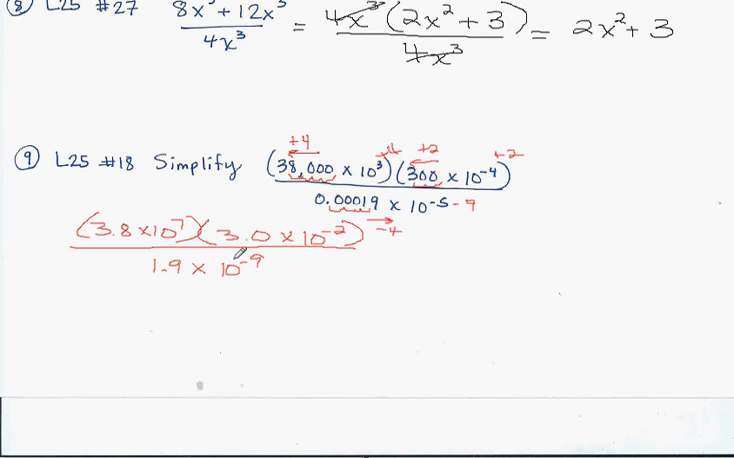Okay. Scientific notation means you put the decimal point between the first two non-zero numbers. So that's how we get that set up. Once we get it set up, then we just have to simplify.